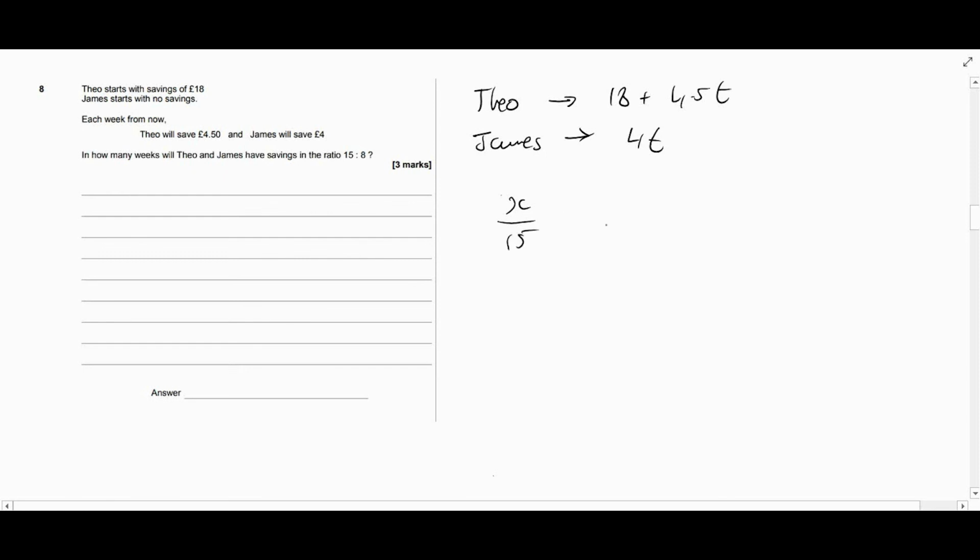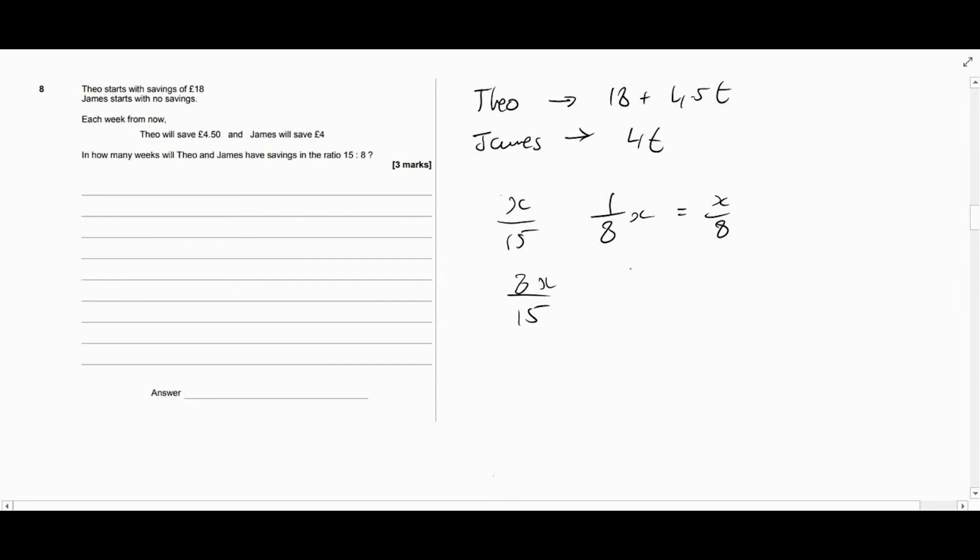Is it 1/15th of x? And does James have 1/8 x? So I guess the same as x over 8 amount of the total money? What does it really mean? Does that mean that Theo has some amount x and James has 8 over 15 of that amount x, so 8x over 15?